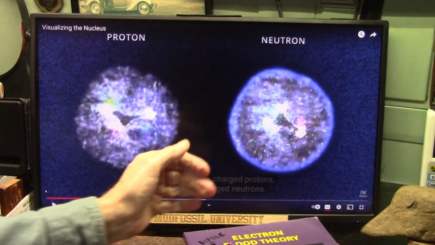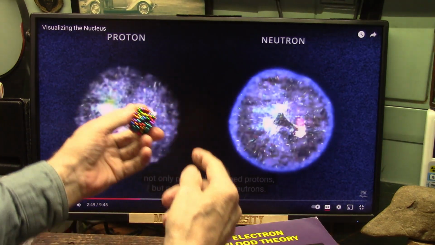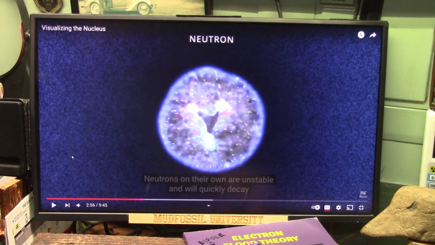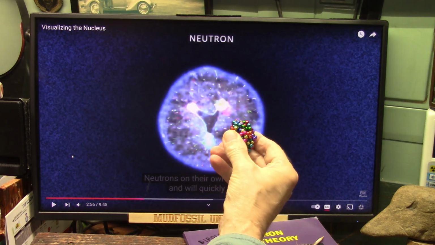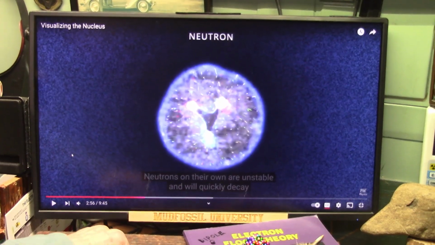They don't understand neutrons. Neutrons is just one more particle than a proton. I have no idea how they came up with this. Neutrons on their own are unstable and will quickly decay. That doesn't make any sense to me, but who knows?